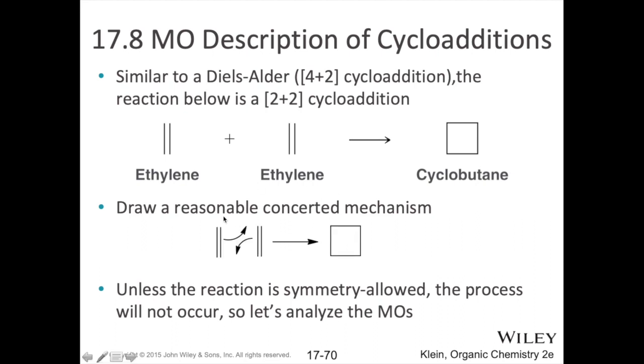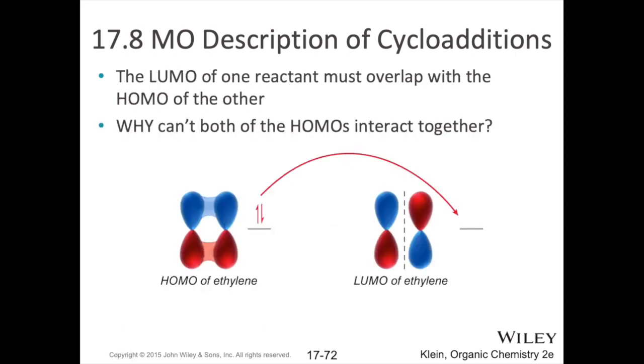Okay, so here's that concerted mechanism I talked about, and that seems logical, right? We push these arrows around, that works. That's where these bonds come from. But does this make sense from a molecular orbital standpoint? Let's draw out the HOMO and LUMO for our two molecules. They're both the same molecule, so the two molecular orbitals we're going to look at are going to be the same for each of them.